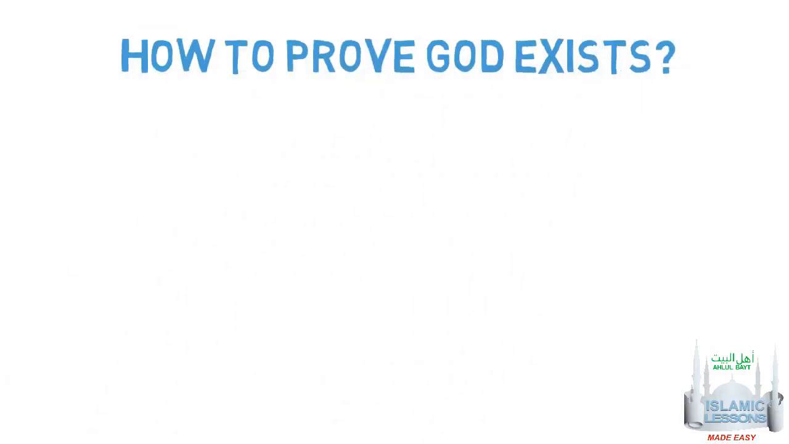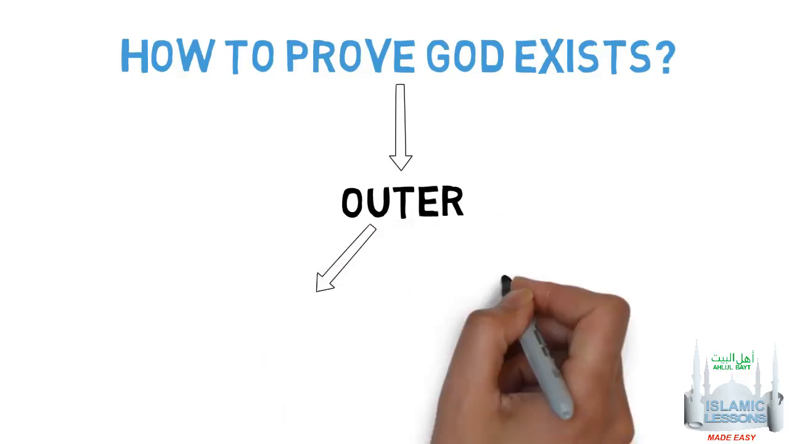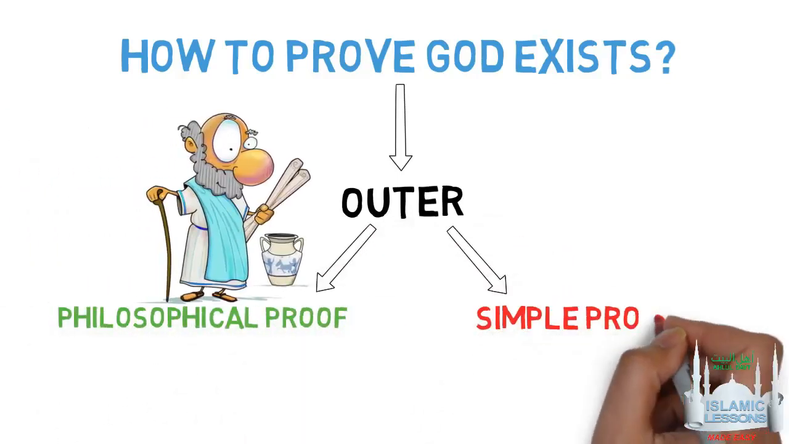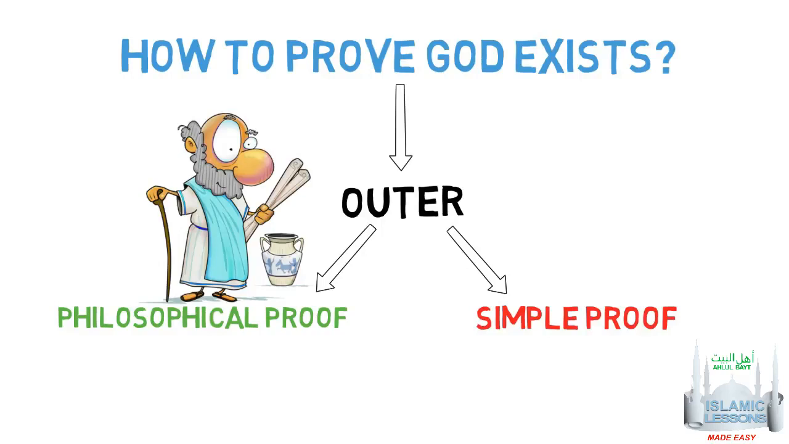How to prove the existence of God. The outer way is divided into two types. The first type is the philosophical proof. The second type is the simple proof. We will be speaking about the simple proof in this lesson.